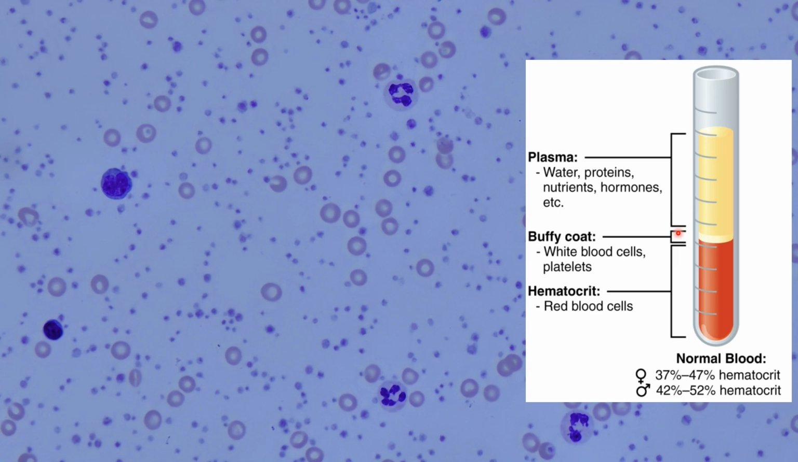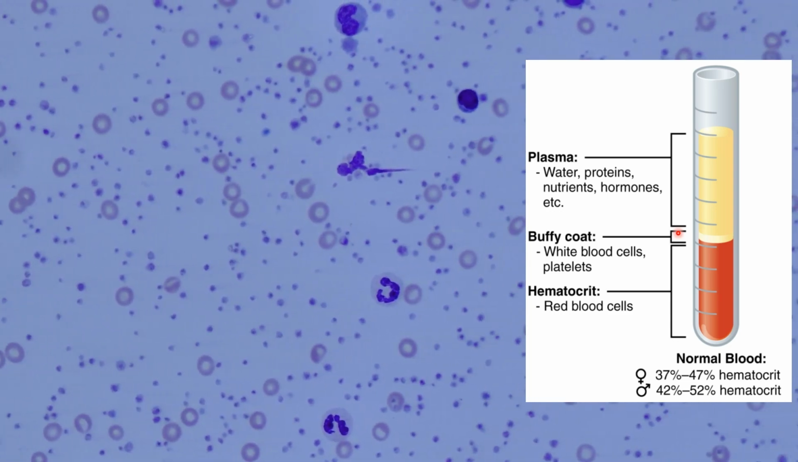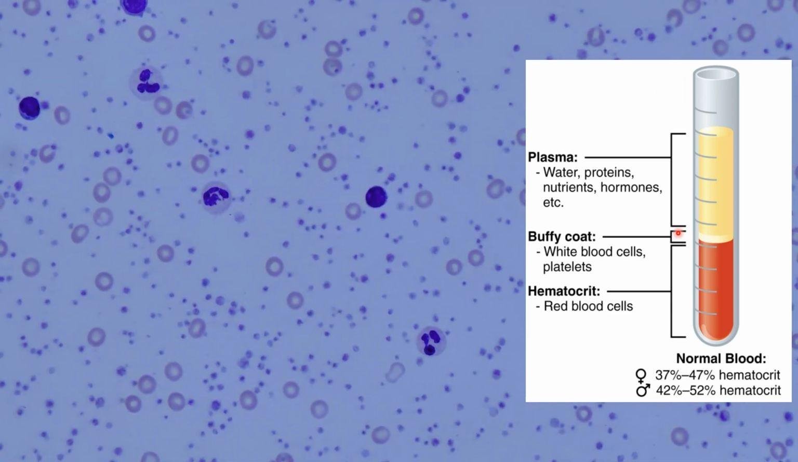So this is going to make finding monocytes, eosinophils, and basophils much easier to spot since the relative amount of leukocytes is much, much higher.